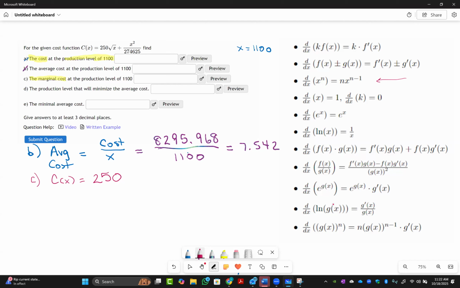So this is how I got the form, and let me know if I did it wrong. Oh, okay. I know. I need to be more positive. Okay. So I have 250x to the 1/2 plus 1 over 227,465 x squared. Perfect. I did that right? Isn't that perfect? Now let's take the derivative. See, it's scary, but you got this.